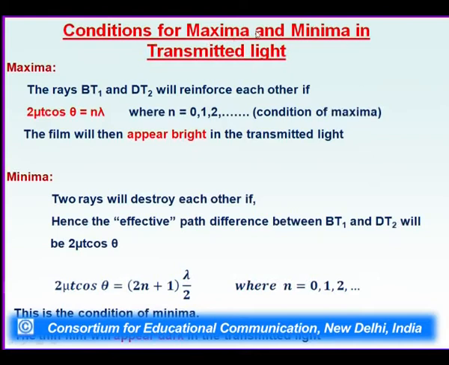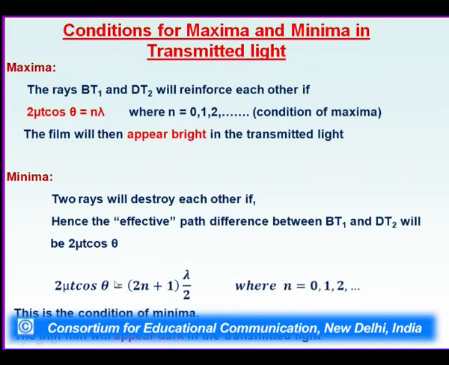Condition for maxima and minima in the transmitted light. The rays BT1 and DT2 will reinforce each other if 2 mu t cos theta is equal to n lambda, where n is equal to 0, 1, 2, which is the condition of the maxima. The film will then appear bright in the transmitted light.